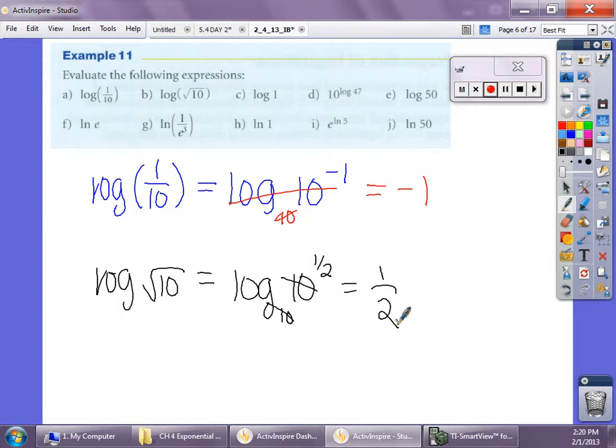And then some of these are just really easy, meaning e and ln are bases of each other, they cancel, giving me an answer of 5. The ln of 1 you are supposed to know, that's just 0. In this case, ln of e is e to the 1 power, so this is 1. Those are some basic, easy ones.